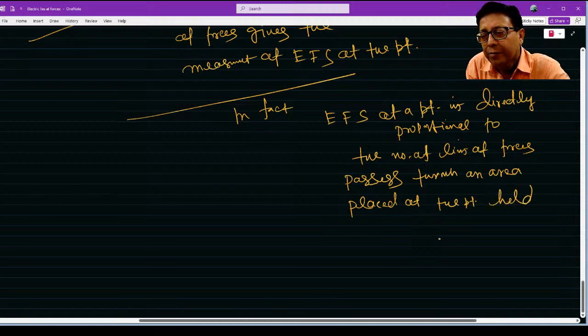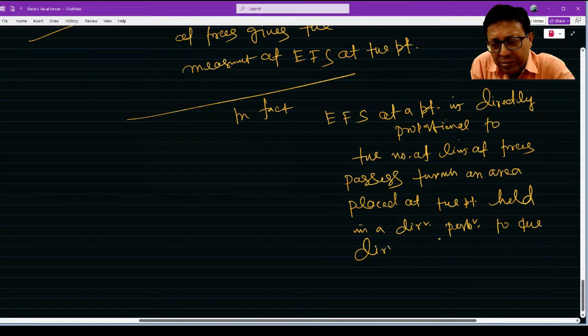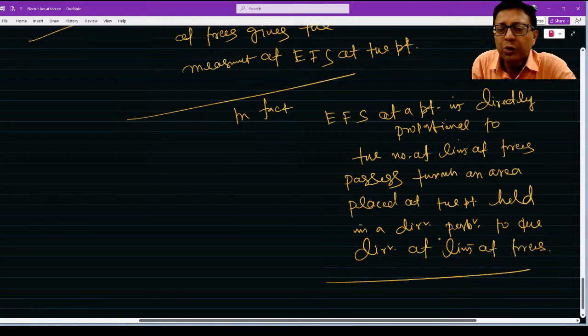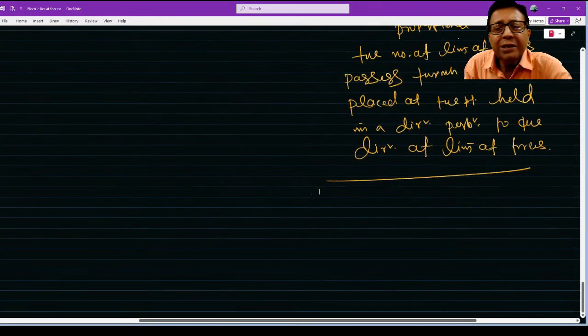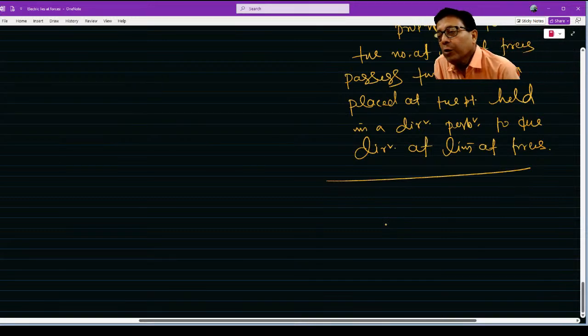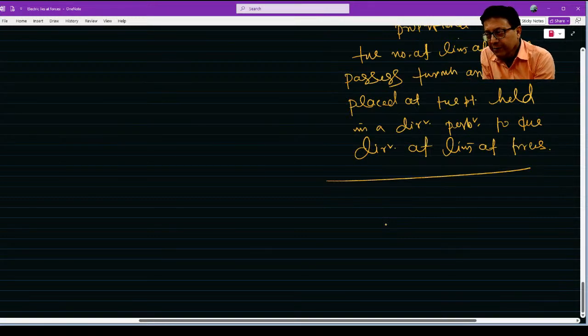held in a direction perpendicular to the direction of lines of force. Okay? And suppose you are doing this for any type of field, that is never possible. For a non-uniform field, this calculation will change. For a uniform field, it will help, isn't it?